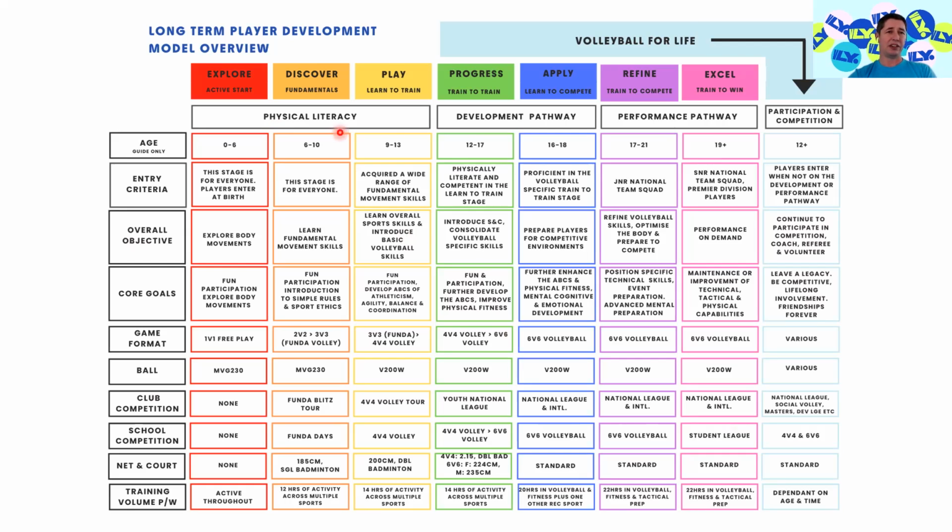But if we look quickly at these three stages: physical literacy, development pathway, performance pathway. The body will respond better at different stages to different styles of training. Within the physical literacy stage I just showed you, research has shown additional exposure to speed and agility drills has proven to increase a child's reaction speed. Therefore, in our coach resources, we've designed activities that are based around that science.